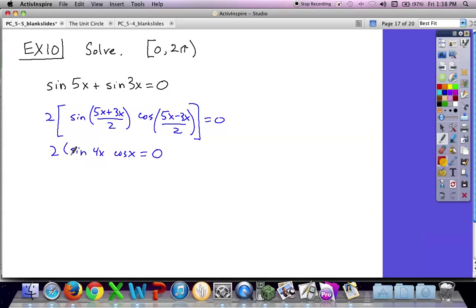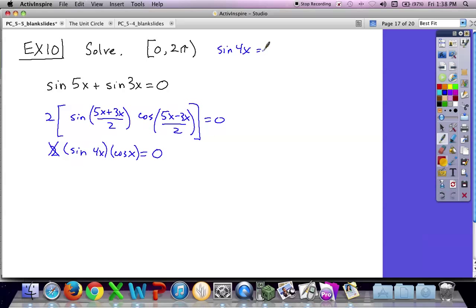So we changed this from a sum, which we couldn't do anything with, and now it's a product. And we know how to solve this, because if a product equals 0, then one of the factors equals 0, and the 2 doesn't matter. So set sine 4x equal to 0.